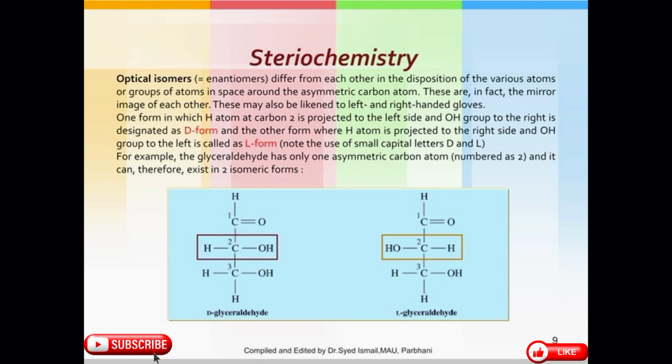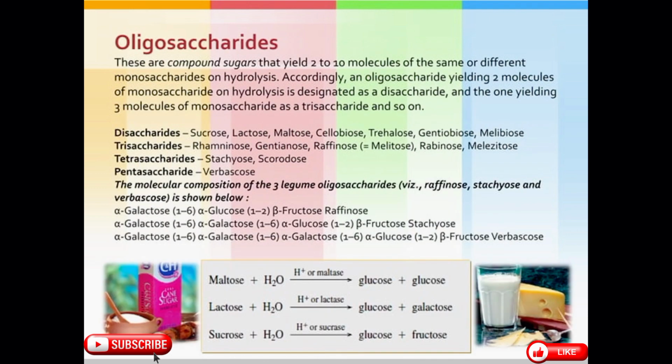Stereochemistry. Optical isomers, also known as enantiomers, differ from each other in the disposition of the various atoms or groups of atoms in space around the asymmetric carbon atom. You can see in this structure that carbon number 2 is an asymmetric carbon. These are in fact mirror images of each other: D-glyceraldehyde and L-glyceraldehyde. They may be likened to left- and right-handed gloves. In one form, the hydrogen atom on carbon number 2 is projected to the left side and the hydroxyl group to the right side, designated as the D form, while the other is the L form. Glyceraldehyde has only one asymmetric carbon atom, numbered 2, and can therefore exist in two isomeric forms.